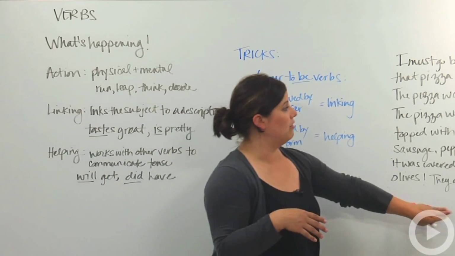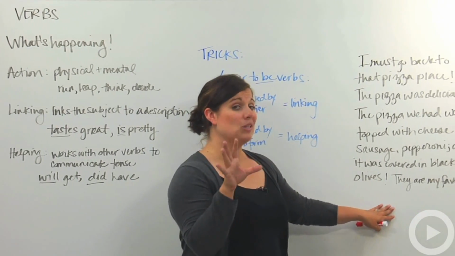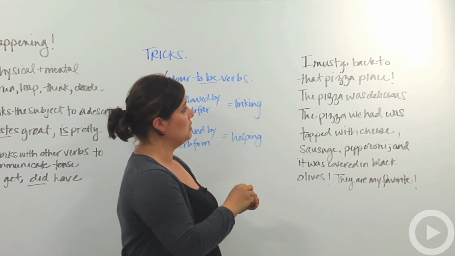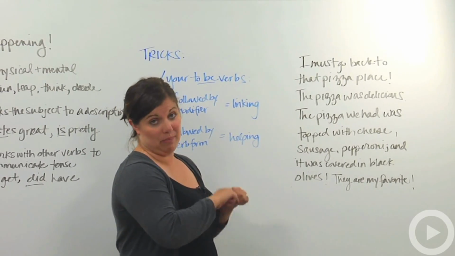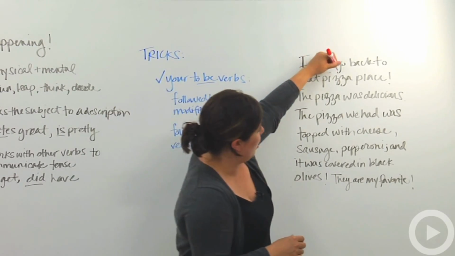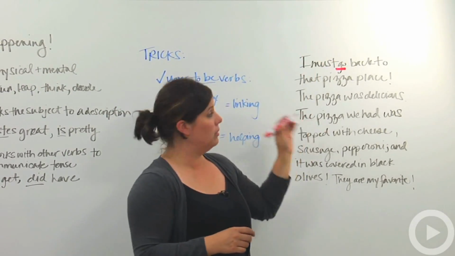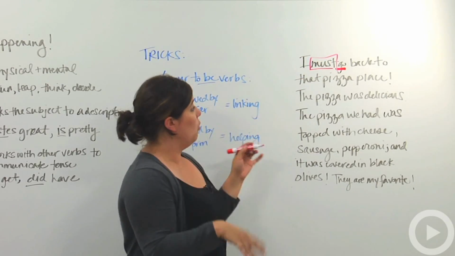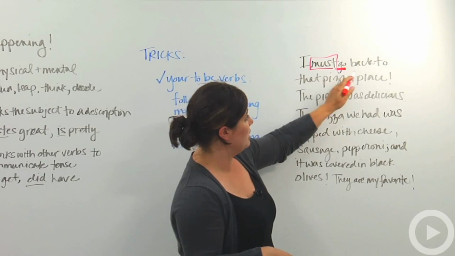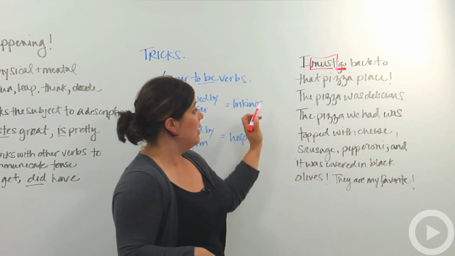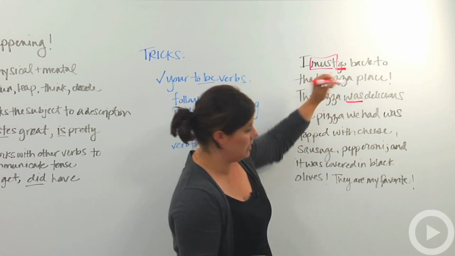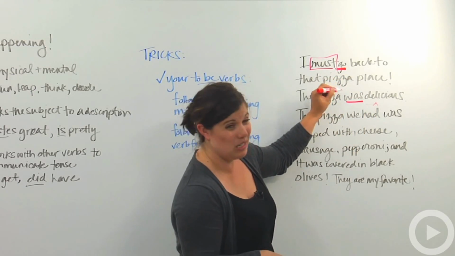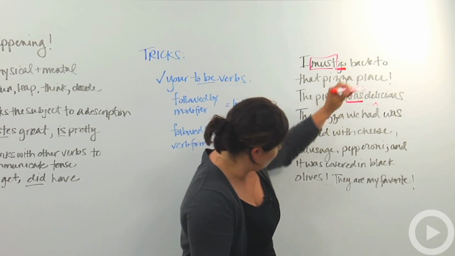So we've got a paragraph over here. Let's take a look at it and see if as we go, we can identify the verbs that are here. So we've got, I must go back to that pizza place. Well, I know go is an action verb, but must is also telling me when that's going to happen. So we've got must go back to that pizza place. The pizza was delicious. And I can see this was is followed by a description. It's a to be verb. I know this is a linking verb here.